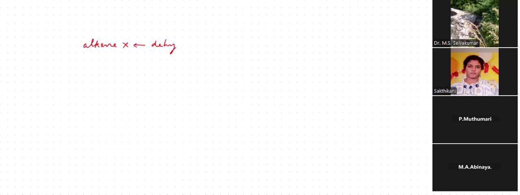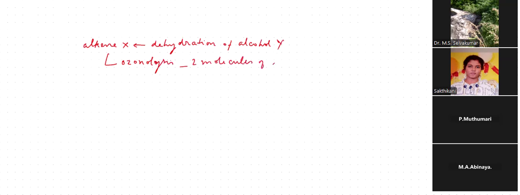An alkene X is obtained by dehydration of alcohol Y. X on ozonolysis gives 2 molecules of ethanal. Ethanal means acetaldehyde; ethanal is the IUPAC name. So, 2 molecules of ethanal. What are X and Y?